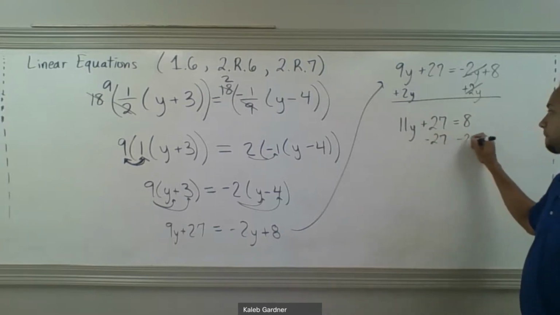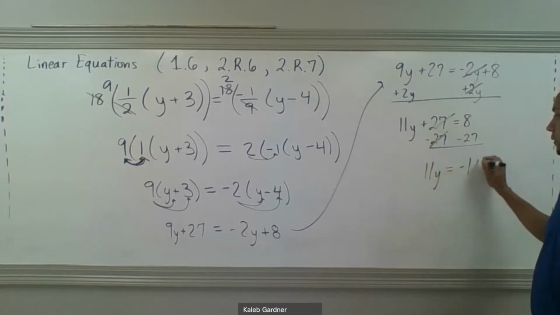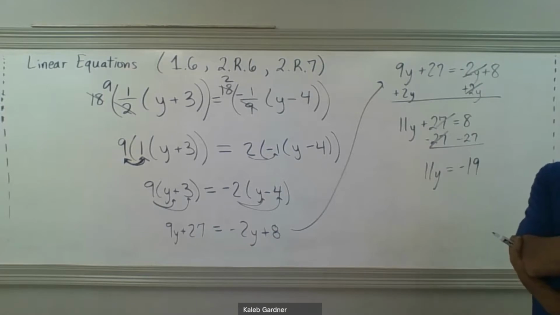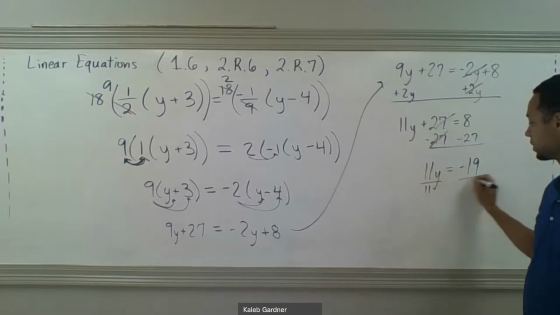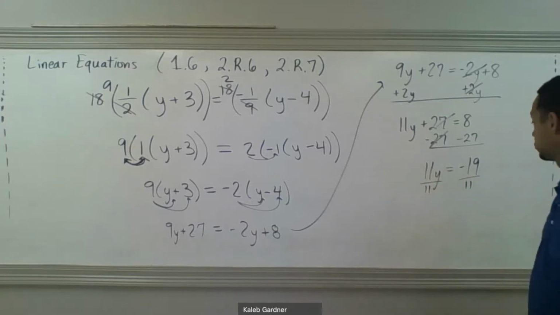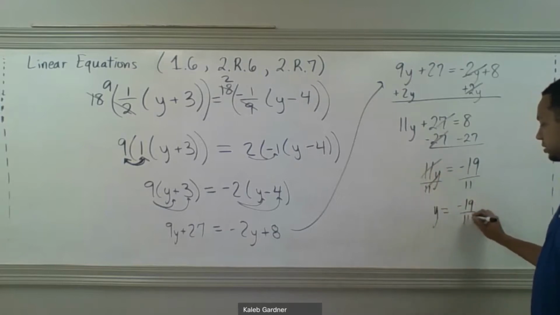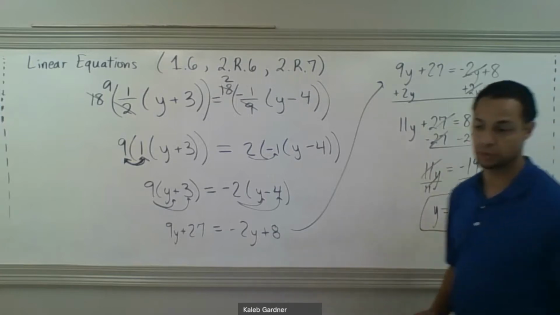Subtract the 27. 11y equals negative 19. 8 minus 27 is negative 19. Remember, opposite signs, subtract: 27 minus 8 is 19, and then keep the sign of the 27. And we divide by 11. So our answer, y equals negative 19/11. In case you were wondering, I was checking to make sure I was right.